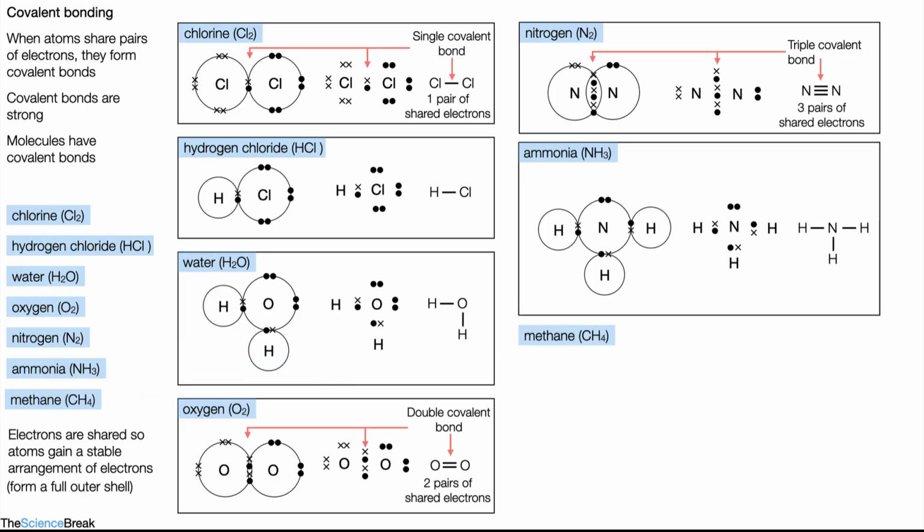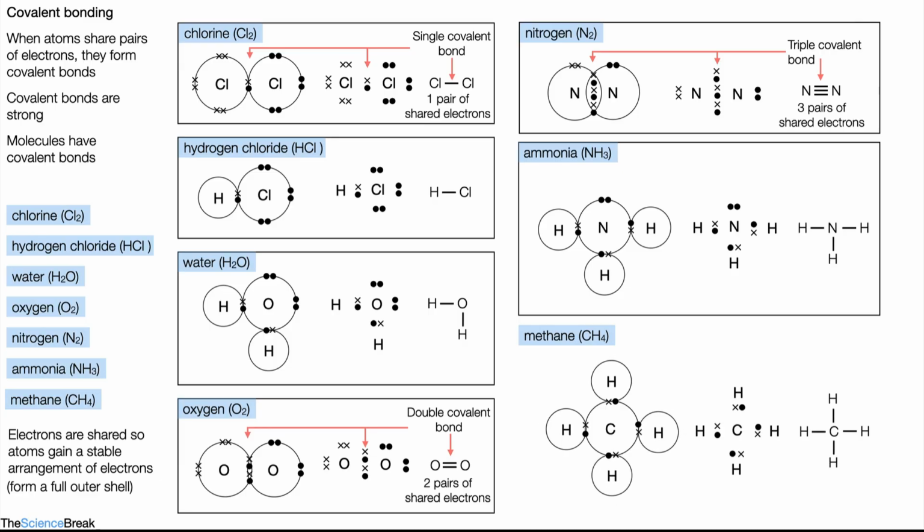The final one is methane, again quite straightforward. The carbon atom with its 4 electrons in its outermost shell, 4 hydrogen atoms, all sharing electrons like so. And there's our 2 other versions of the diagram that we must know and recognize for our GCSE chemistry.